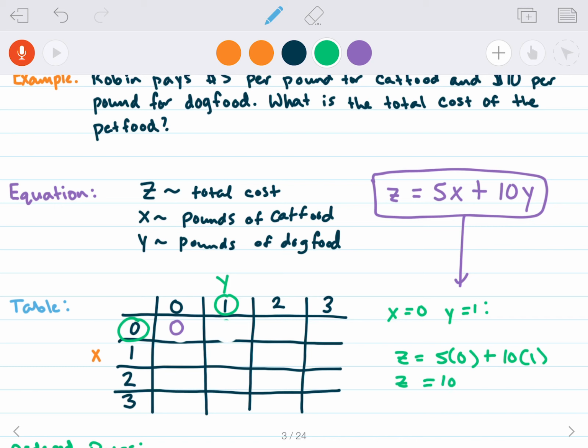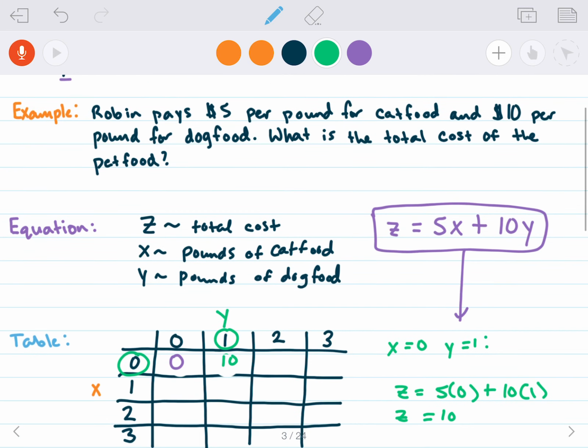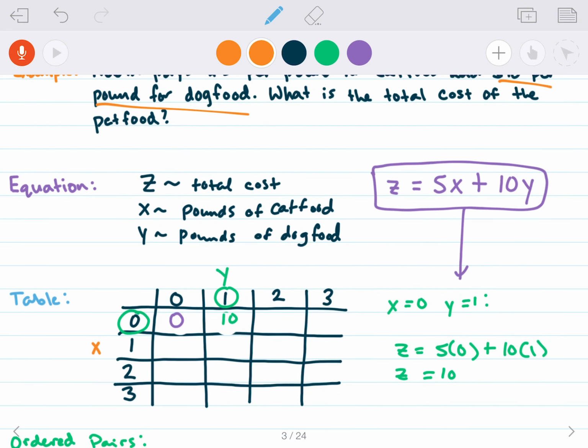So what does that mean? Well, that means if I don't buy any cat food, and if I buy 1 pound of dog food, it's going to cost $10. That makes sense, right? It says dog food is $10 a pound. If I buy 1 pound of dog food, 0 pounds of cat food, my total cost is $10. That's our output.